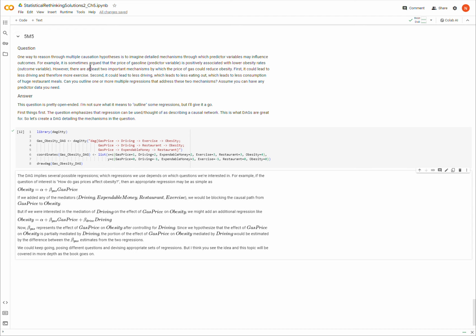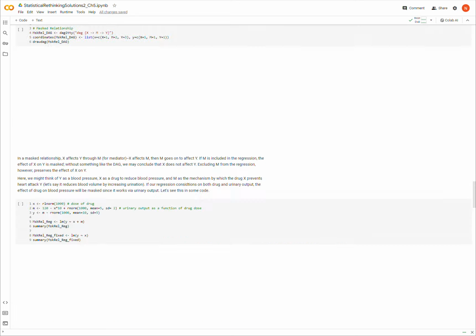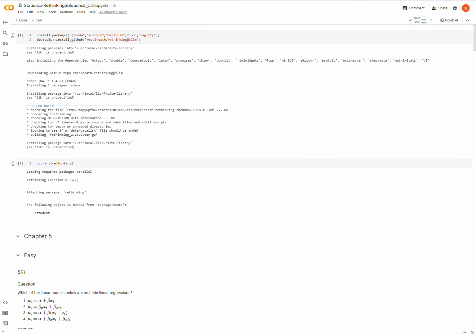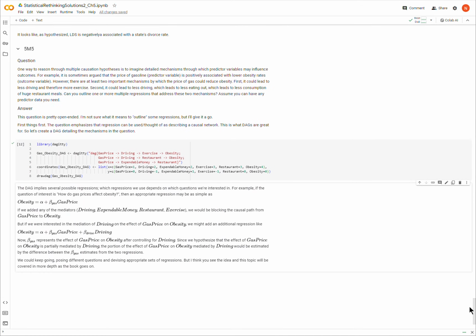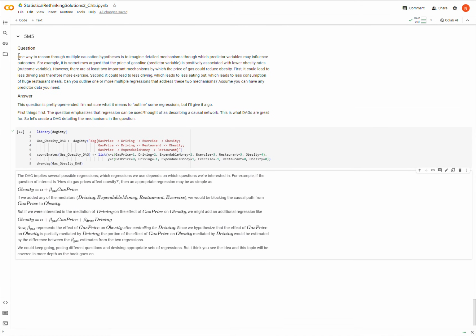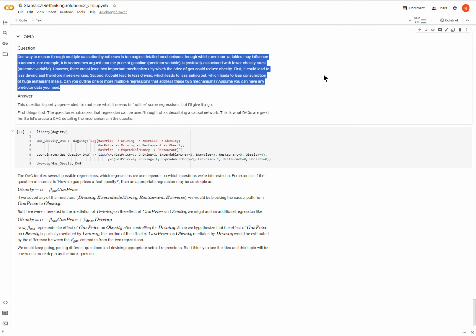Okay, so question 5M5 from the second edition of Statistical Rethinking. As always, if you're going to run this code, make sure that you have installed and loaded the rethinking package with these code blocks up at the top of the Colab sheet. Okay, so the question is highlighted right here.